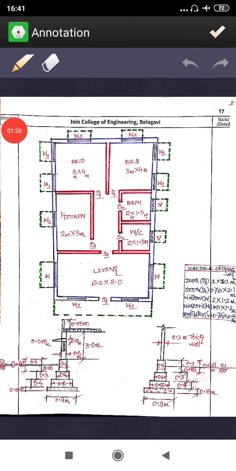Along with that plan, they have given two cross sections. One is for 30 centimeter wall and another one is for 20 centimeter wall. Now if you do the observations, the substructure of both the walls remains same. If you see this here, substructure of 30 centimeter wall and substructure of 20 centimeter wall remains same.